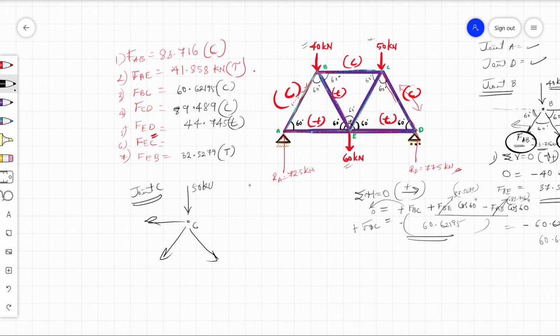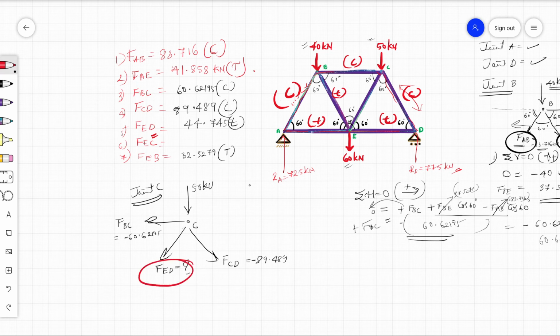Three forces. I already know the value of FBC. I already know the value of FCD. I want to know the value of FED. That's it. Because FCD value is 89.489, which is negative because of compression. FBC value is minus 60.62195.